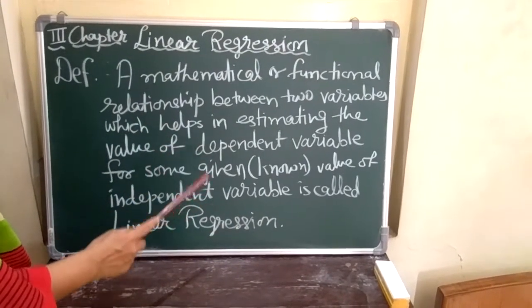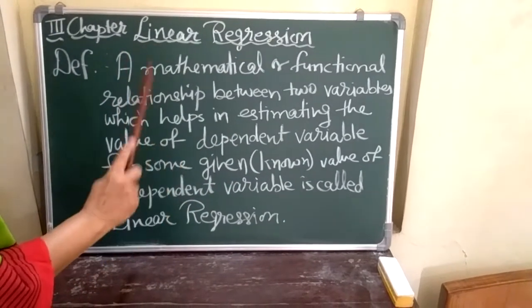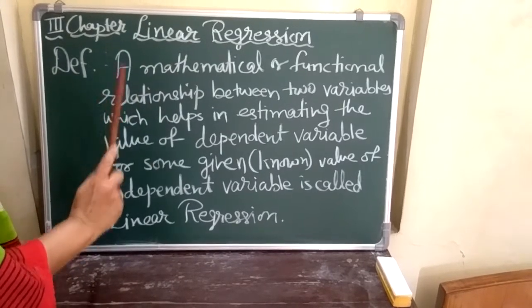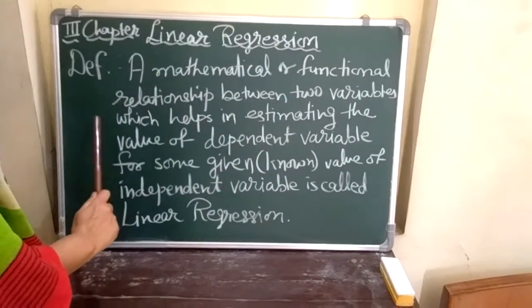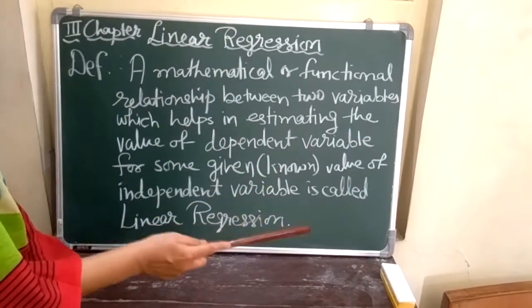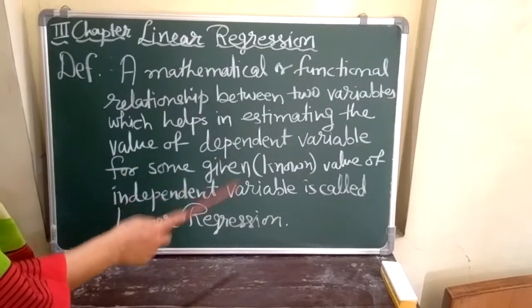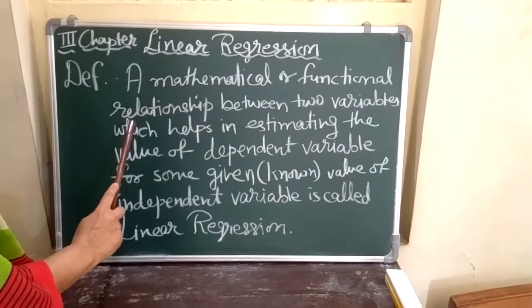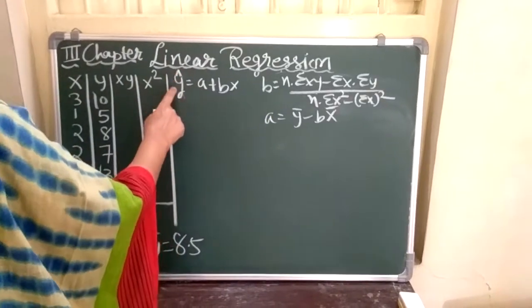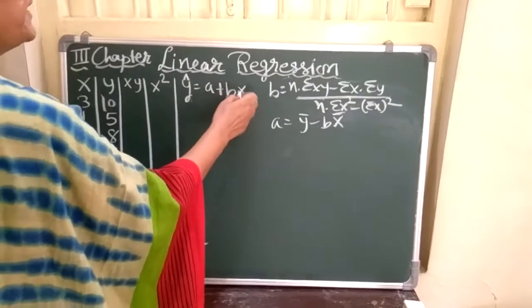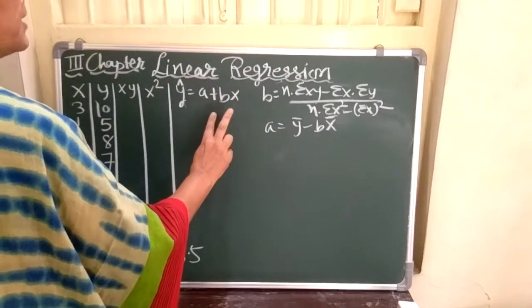Now let us start with the sums based on this. There are two methods of finding linear regression. Number one is the method of scatter diagram, and number two is the method of least squares. Today we will start with the sums based on the least squares method. This is the regression line: estimated value of y is equal to a plus bx. Here you can see a and b, these two values we are supposed to find.